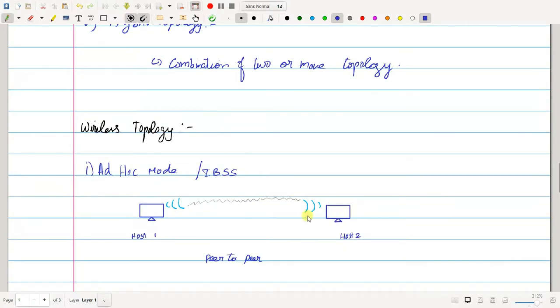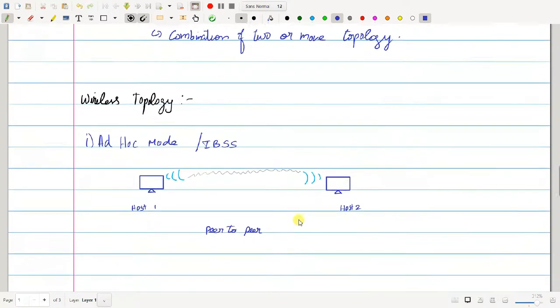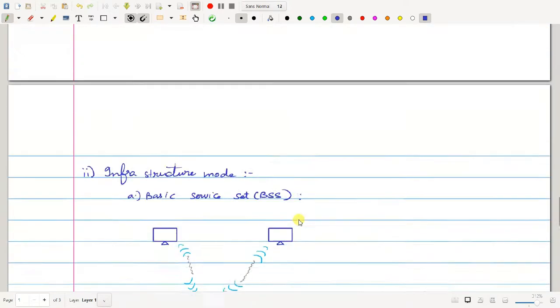Then we come on to wireless topology. In wireless topology, there are two modes. Ad hoc mode, also known as IBSS, independent basic service set. Here, each device is connected independently to other devices without any centralized device. Each device is connected to another device in a peer-to-peer manner and sends and receives data among them.